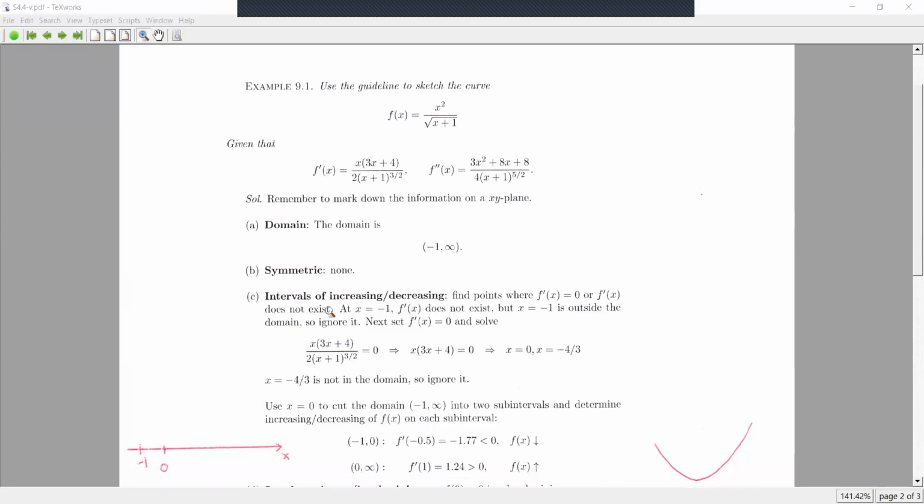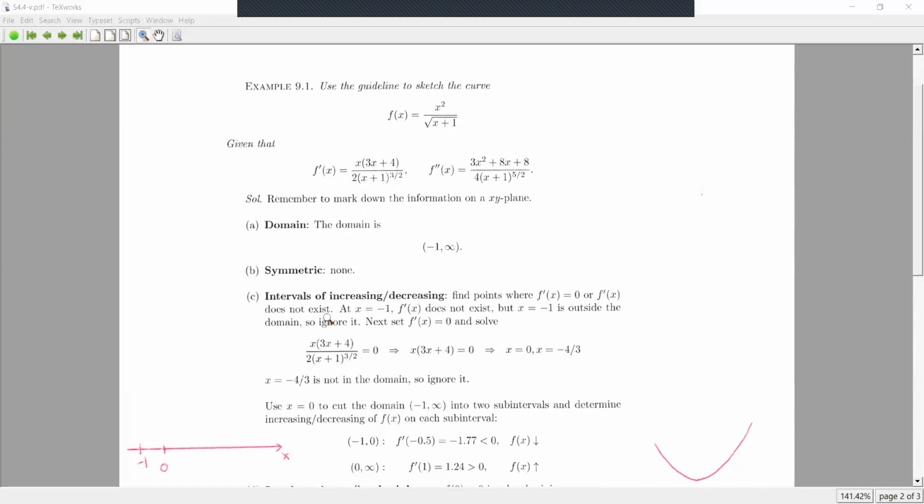Now step 3. Determine intervals of increasing and decreasing. We just learned this topic in the last section, 4.3. To find intervals of increasing and decreasing, I suggest finding points where the derivative is 0 or doesn't exist. Why? Because I want to use these points to cut the domain into subintervals.